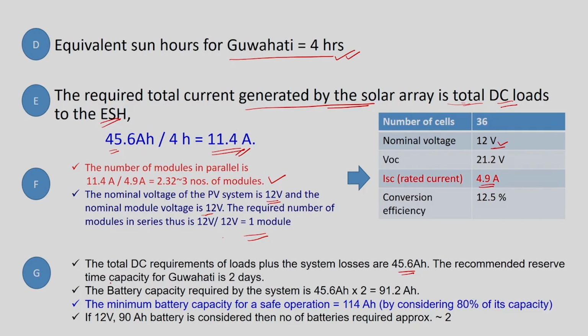The recommended reserve time capacity for Guwahati is 2 days. So the battery capacity required by the system, if we multiply this by 2, will be 91.2 ampere hour. The minimum battery capacity for safe operation will be 114, because if we consider 80% capacity, then 91.2 ampere hour divided by 0.8 gives 114 ampere hour. If we consider a 12 volt 90 ampere hour battery, then the number of batteries required will be approximately 2. That way we can do the calculations.